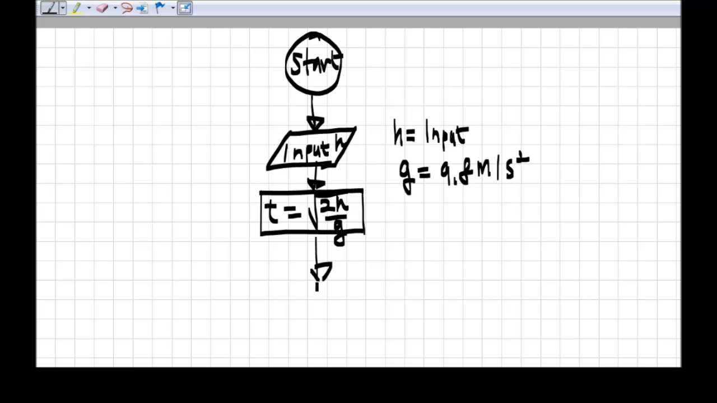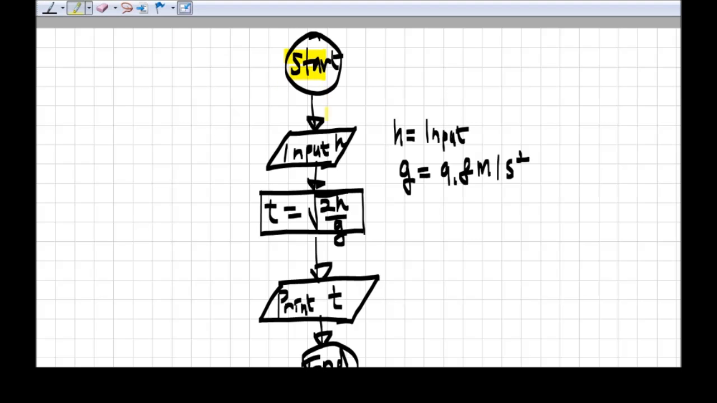Then the next step, after getting the answer, which is t, is another parallelogram, output, or instead of output, let's say print what? T. That's what we're looking for. And then we end our program. So this is my plan of attack. We start, we ask the user to input a number, height, and then inside of the program we calculate the time, and then we present the answer to the user, and then we end.